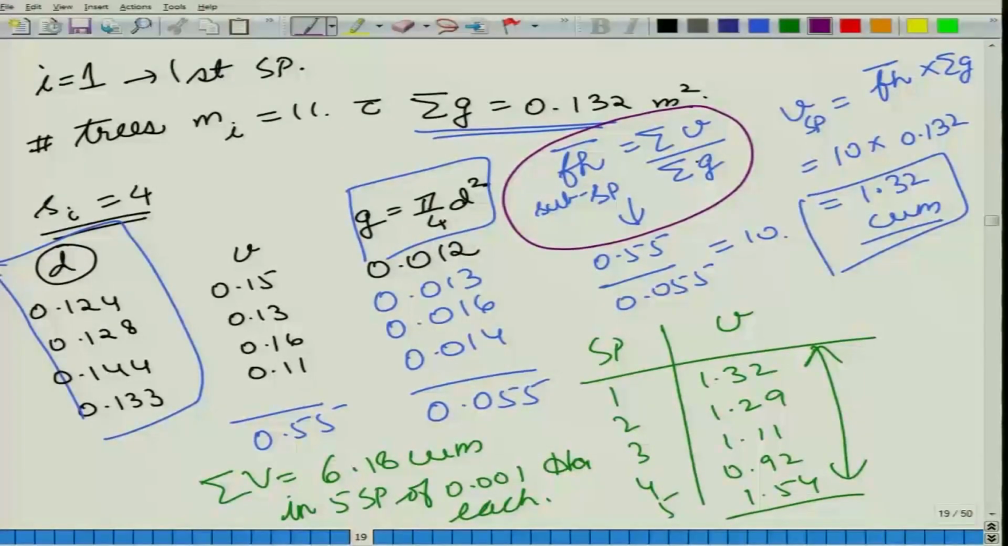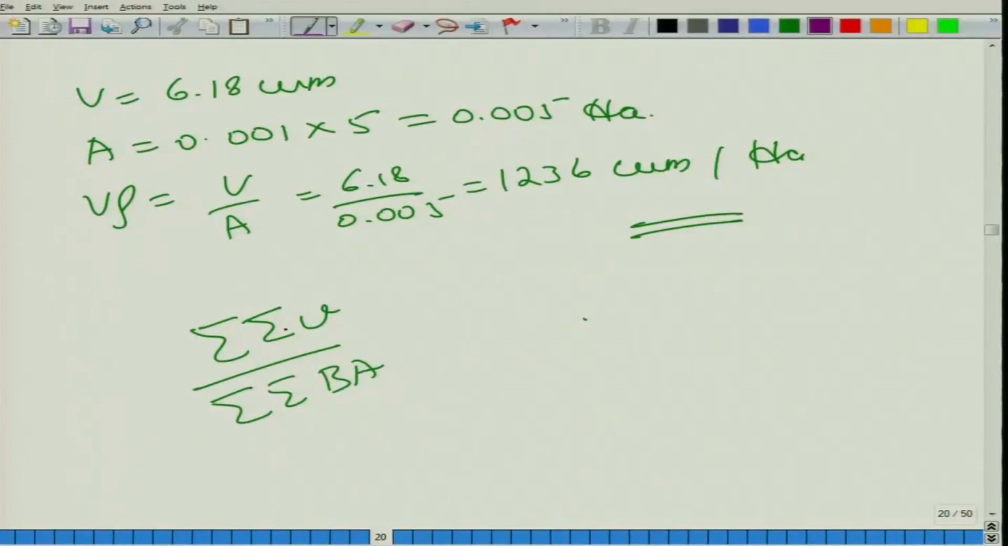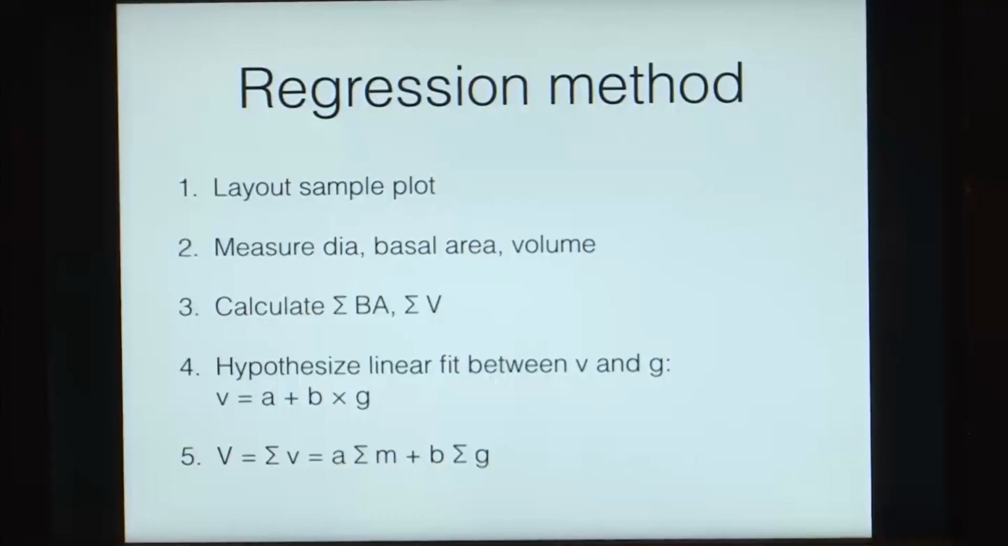So, here we did it for one sample plot. If we did the same thing for all these trees together, then we will get the mean pooled form height, and we can use that as well to get our total volume for this stand. So, this is one way of computing the volume by using form heights. Let us now look at another method, which is known as the regression method of computing the volumes.